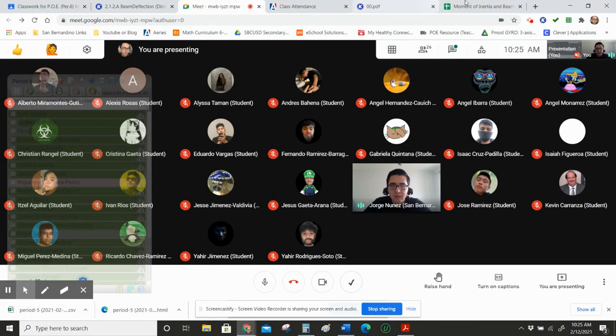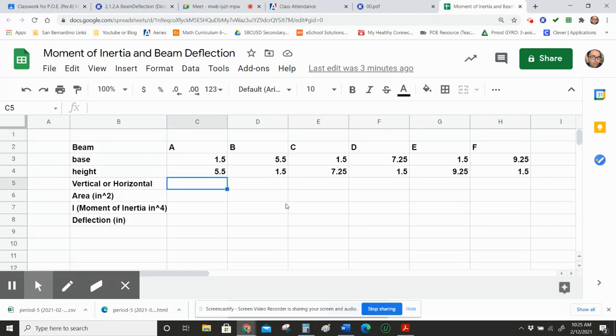Okay, so for this spreadsheet, we're going to try to calculate the area and moment of inertia, depending on where our numbers are. The first one is in a vertical orientation. The second one is horizontal. The next one is vertical. The next one is horizontal. The next one is vertical. And the last one is horizontal. The numbers are basically the base and the height in inches.